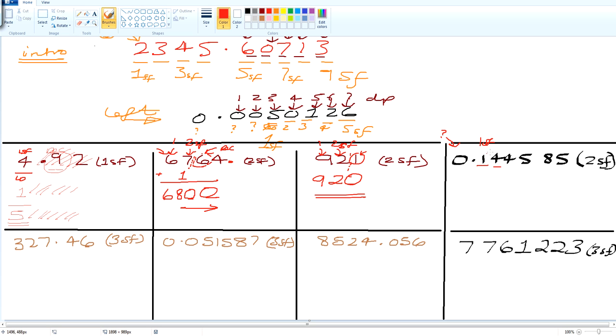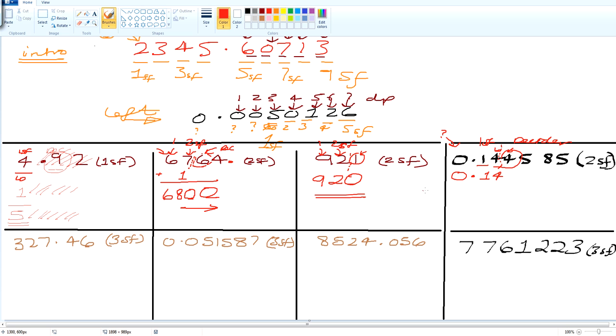That's my second SF. If that's my second SF, then you have to stop there, and that becomes the last digit. The next one becomes the decider. So we look at the decider. If it's less than 5, we just copy the number down up to the point, the last digit.